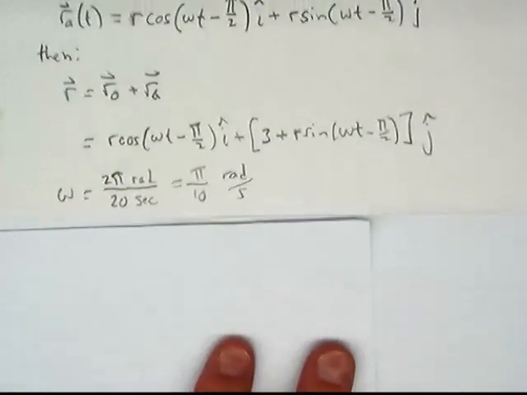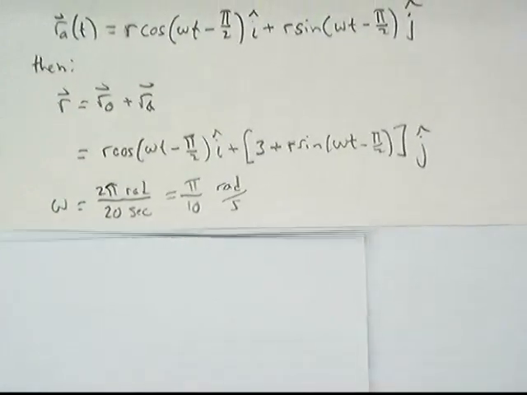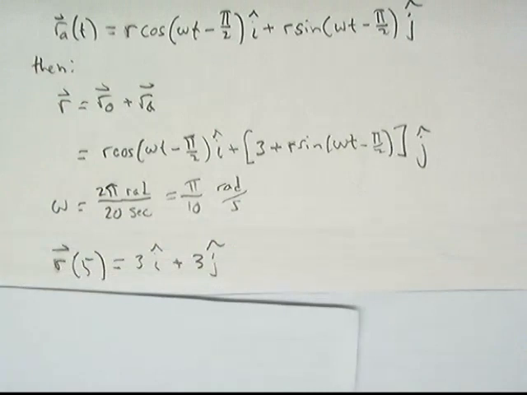All right. Keep that on. All right, so just plug in the numbers. Okay, what's R of 5? Because that's the first thing they ask for. What is the position vector at t equals 5 seconds? If you just plug 5 into the equations, you'll get 3i plus 3j.